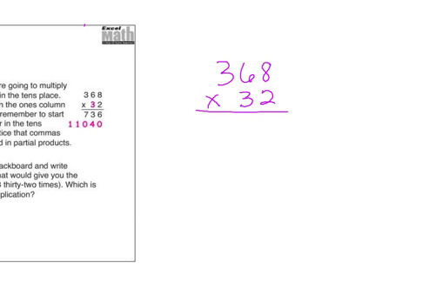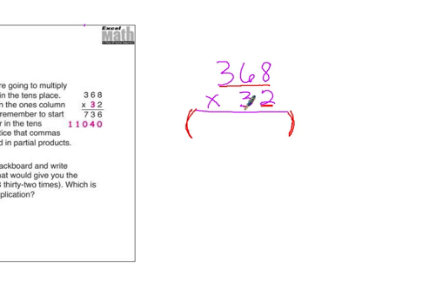So what we're going to do first is we're going to multiply this number on the top, whatever that is, 368 in this case, times the number in the ones place on the bottom. That's the only thing I'm going to do first, and that answer is going to go right here. I'm just going to pretend like this 3 is not even there. All right, just kind of ignoring that for right now.